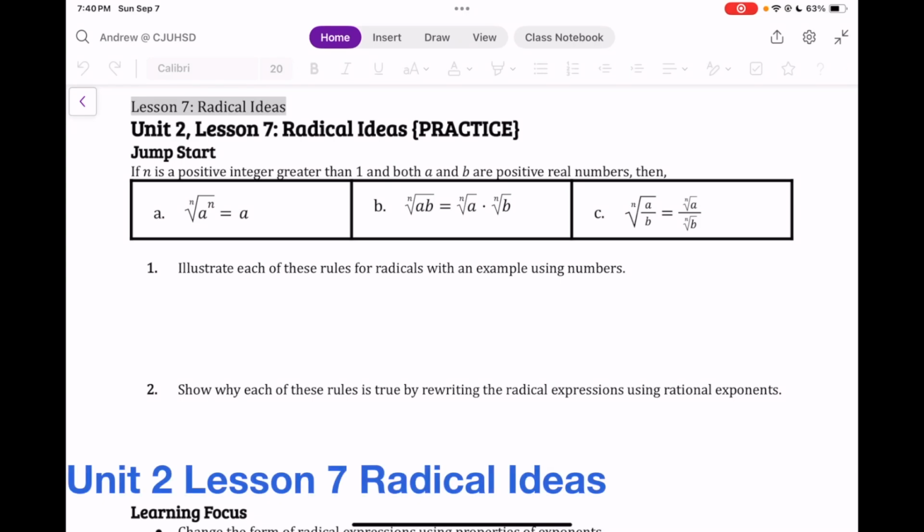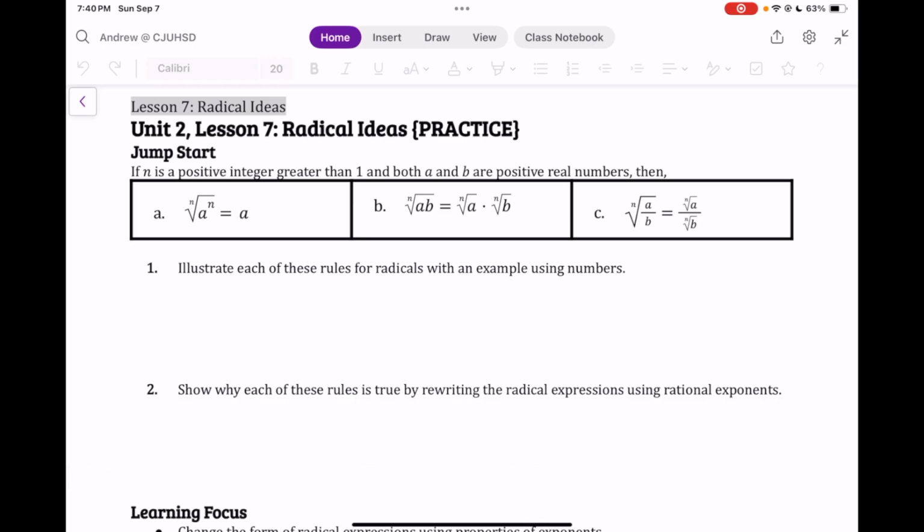Unit 2, Lesson 7, Radical Ideas. In our jumpstart here, we have 3 properties listed, and it says illustrate rules for the radicals with an example.